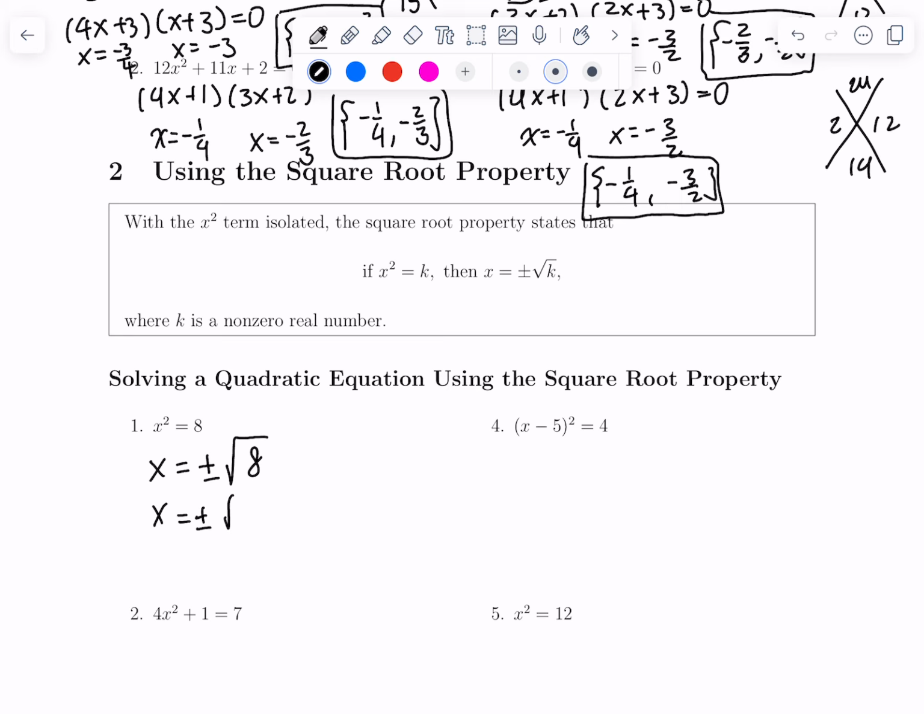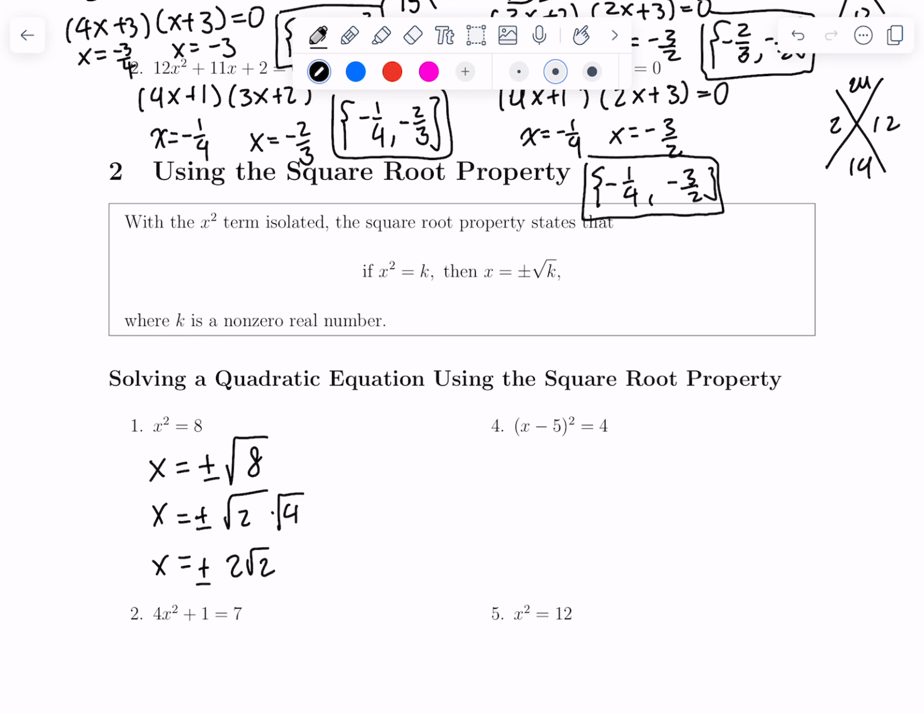x equals plus and minus the square root of 2 times the square root of 4. And the square root of 4 is a perfect square, so we're going to take that number out. The square root of 4 equals 2. So in this case, x equals plus and minus 2 times the square root of 2. And that's how you solve it.